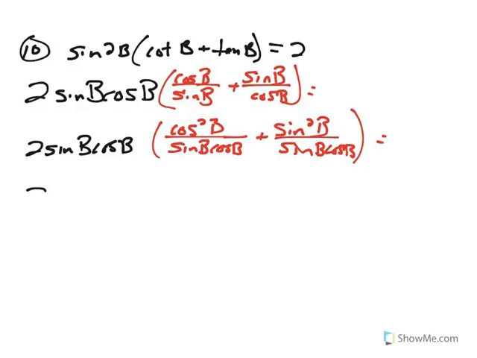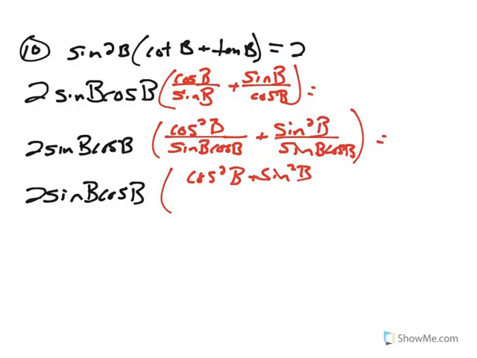Once you have common denominators, you add those together. To add two fractions, you add the numerators together. Bottom numbers, the denominators stay the same. I recognize that my numerator is just 1. It's one of your Pythagorean identities.